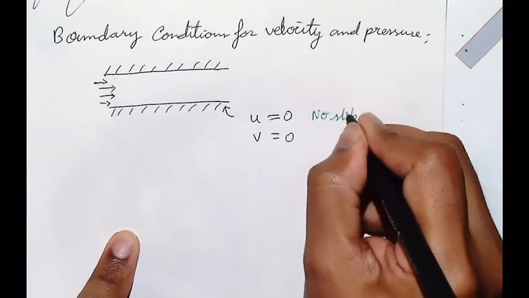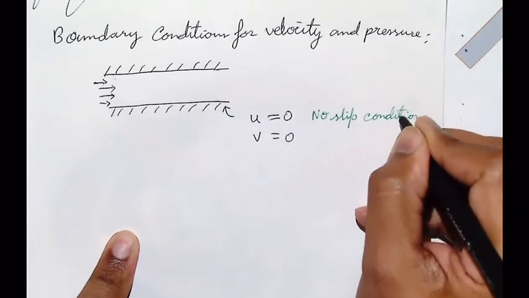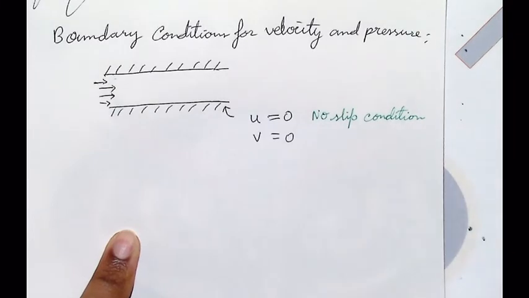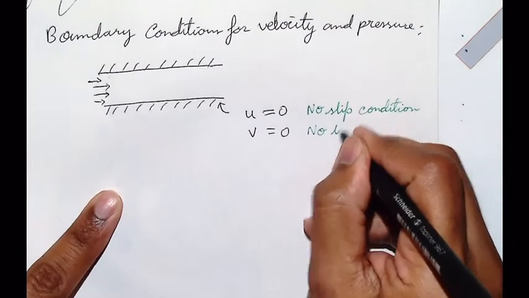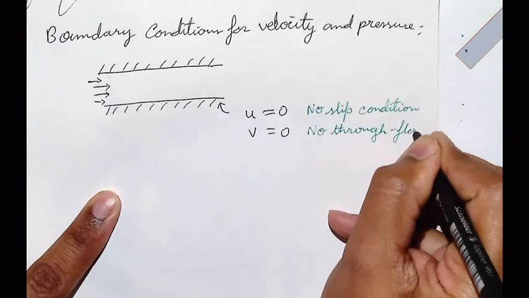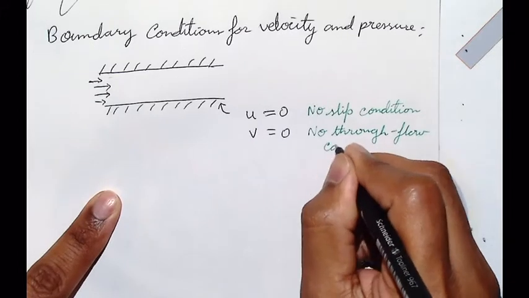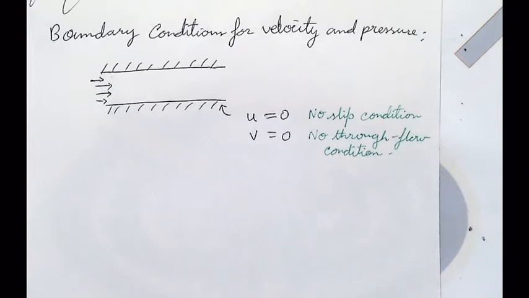And the other one, the wall normal velocity is 0. It's called the no through flow condition. Yeah, they are simple logical names.